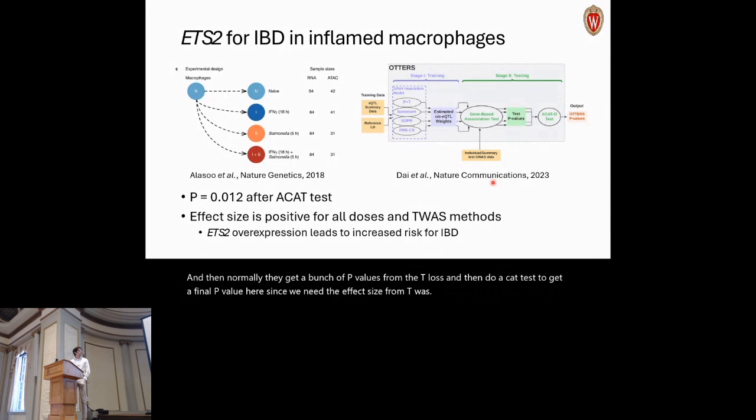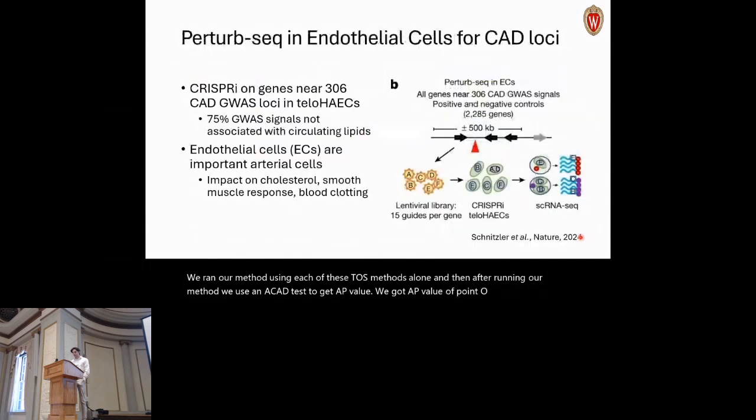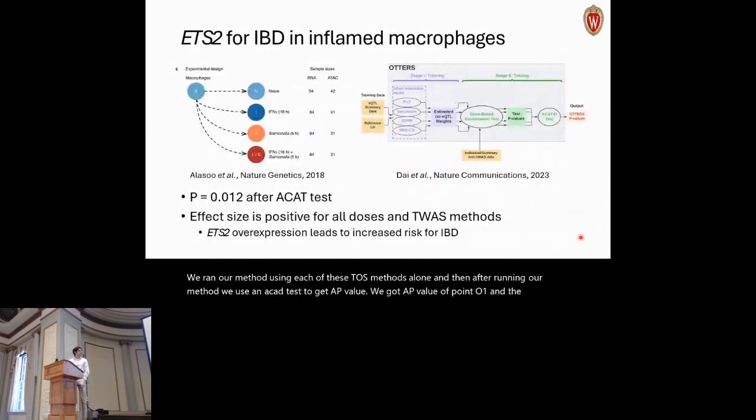we ran our method using each of these TWAS methods alone. And then after running our method, we used an ACAT test to get a p-value. We got a p-value of 0.01. And the effect size is positive for all dosage and TWAS methods that we tried for ETS2. And so a positive effect size from our method means that ETS2 overexpression leads to an increased risk for IBD, which is what they found in their paper. So we use this as a positive control to show that our model works to find this gene.